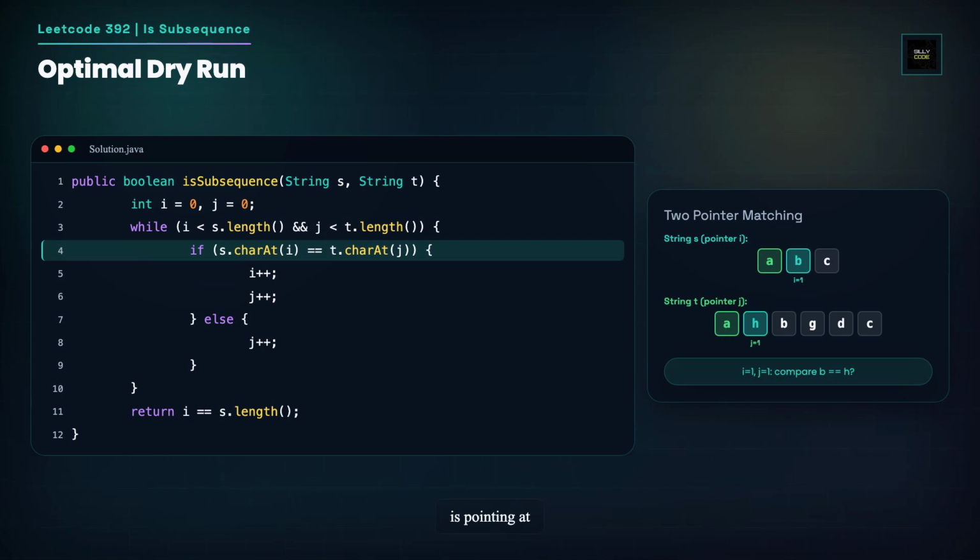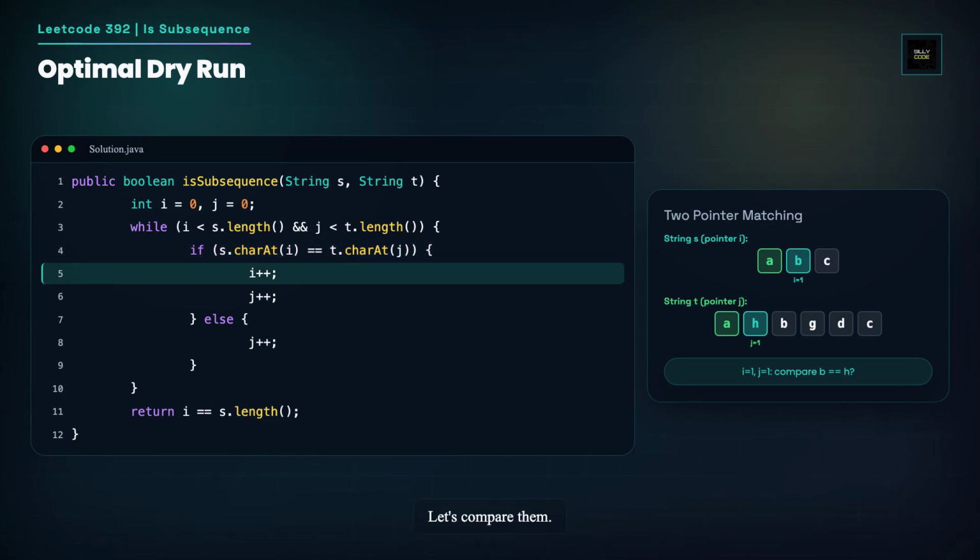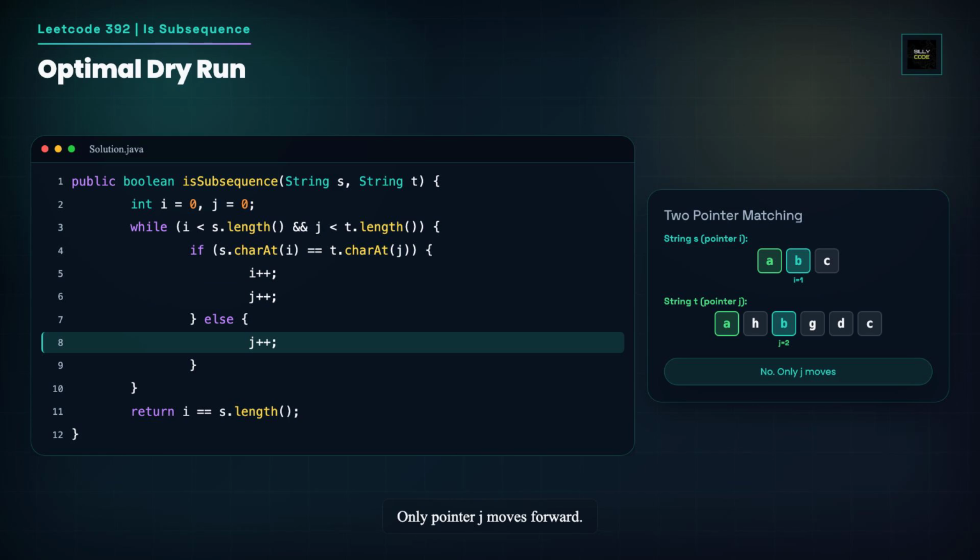Now pointer I is pointing at B. Pointer J is pointing at H. Let's compare them. Do they match? No. We're still looking for B, so should pointer I move? No. We're still searching for the same character. Only pointer J moves forward. Now pointer J reaches B. Let's compare again. Do they match? Yes. Perfect. We've matched another character.